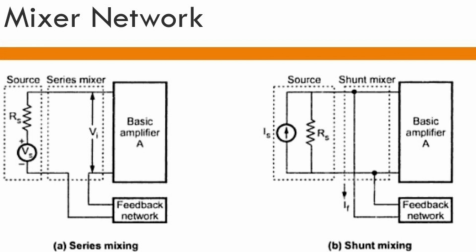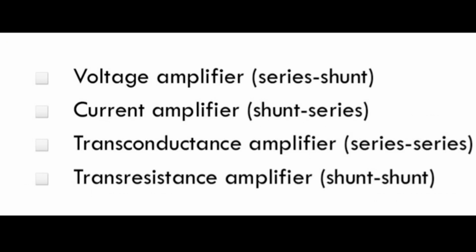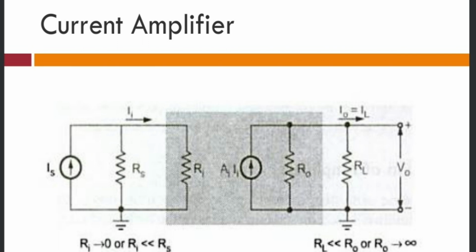The feedback network provides a reduced portion of the output as feedback signal to the input mixer network. And this is the basis by which we have four feedback topologies, namely series-shunt, shunt-series, series-series, and shunt-shunt. This is the way to classify amplifiers into four basic categories based on their input and output signal relationships. The series-shunt feedback amplifier is also known as voltage amplifier. Here, the sampling signal and the mixing signal are both voltage.